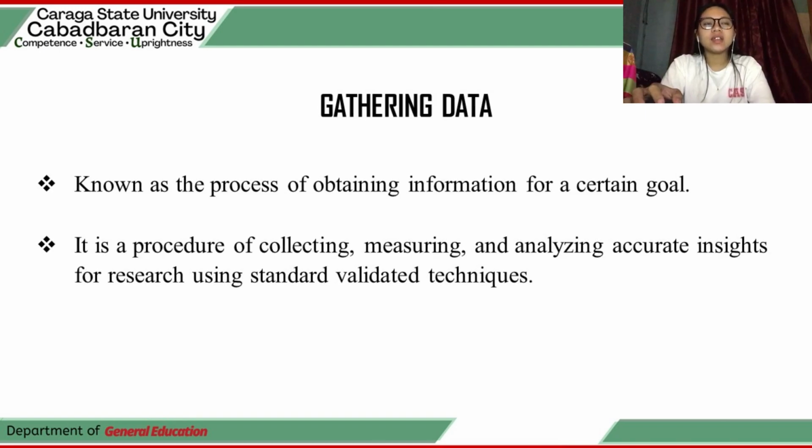So when we say gathering data, it is known as the process of obtaining information for a certain goal. It is a procedure of collecting, measuring, and analyzing accurate insights for research using standard validated techniques. So there are some examples of how data collection methods can be used to acquire and process the data. So first, we have to conduct a survey, experimentation, and observation.